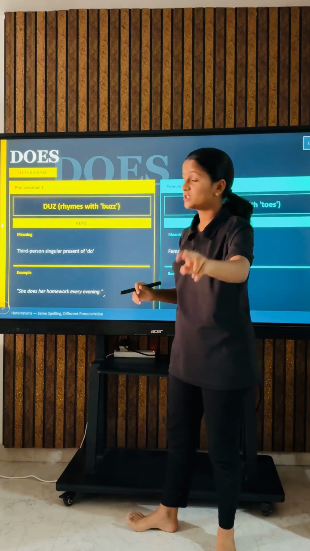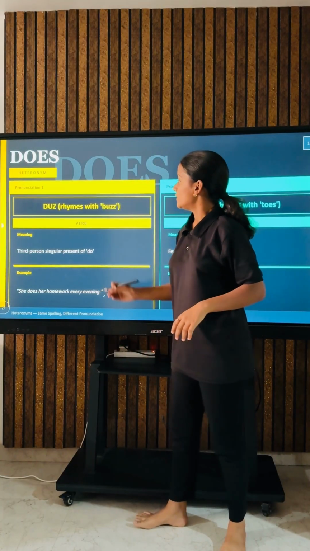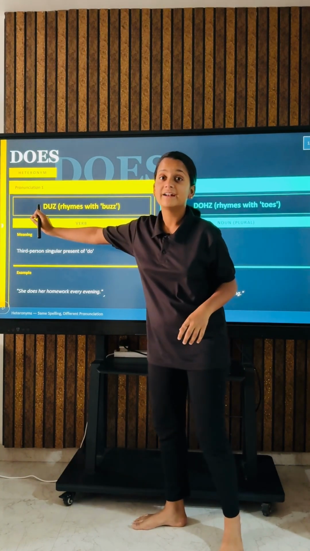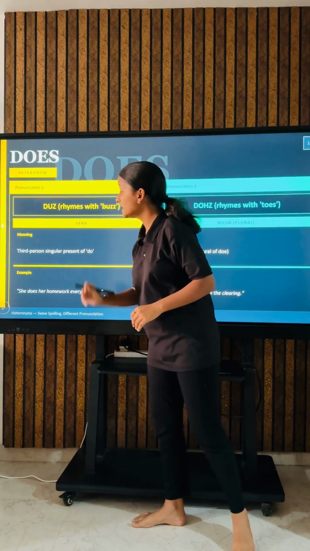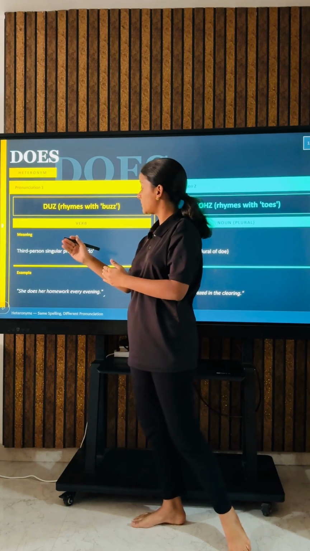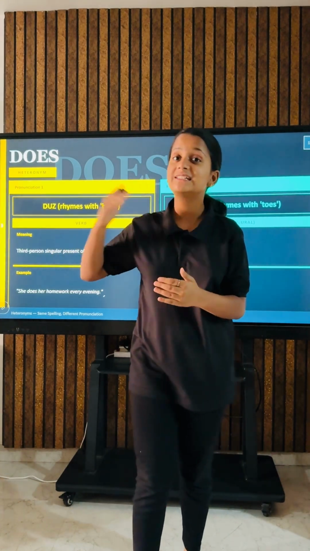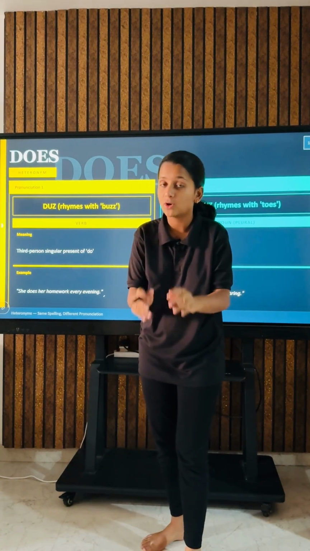It's a heteronym pronunciation. They have two pronunciations. Which are these? First is does. It is a verb. Meaning is third person singular present of do. It is a third person singular, the present of do.